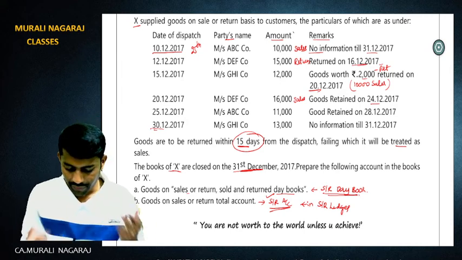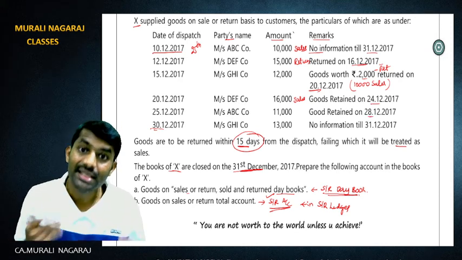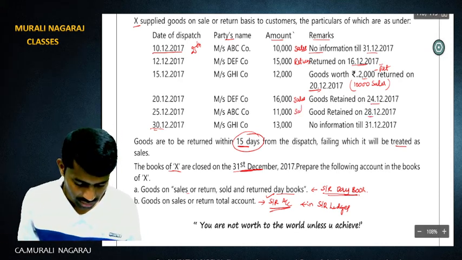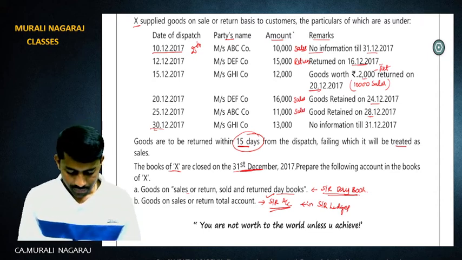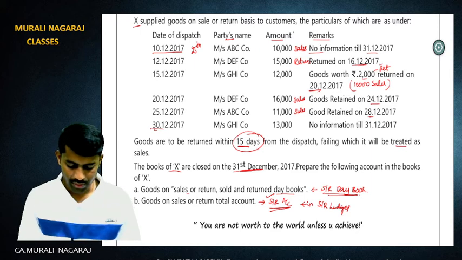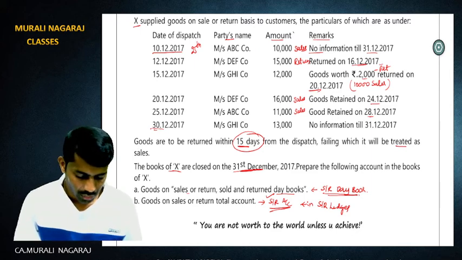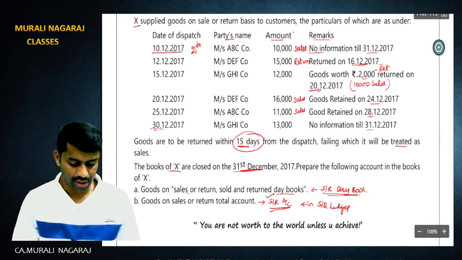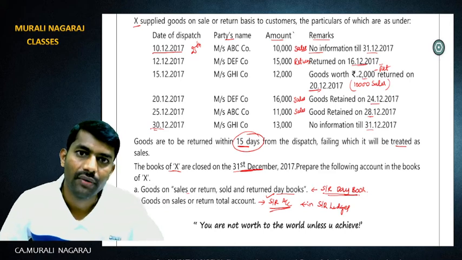Next, on 25th we have sent goods. On 28th itself, within the next 3 days, he has accepted the goods. Therefore this is also a sale. Next, on 30th December 2017, GHI, 13,000 worth of goods we sent, no information till 31st. So on 30th we have sent, and 15 days time is there, so up to 14th January we have the time.